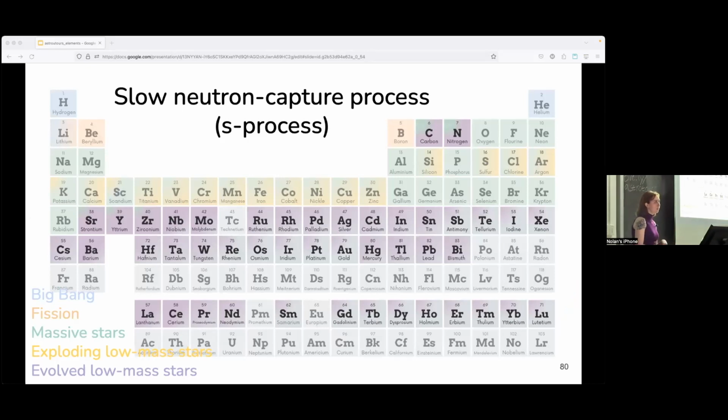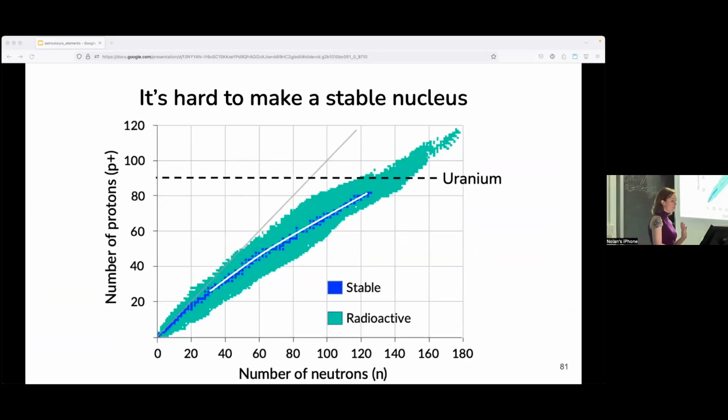But we start to run into some issues. And once again, we're back to stability issues. So the heavier the element, right, the more neutrons it needs to be stable, which is kind of hard for the S process to do. And also, there are some heavier nuclei that have no known stable isotopes at all, which this process just cannot handle. It's a complete no-go.